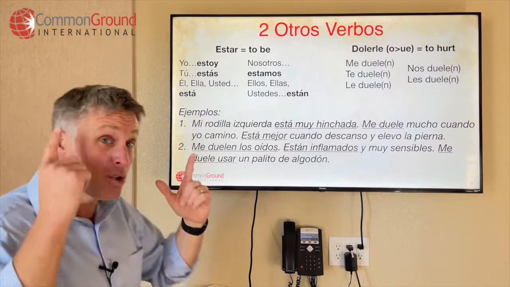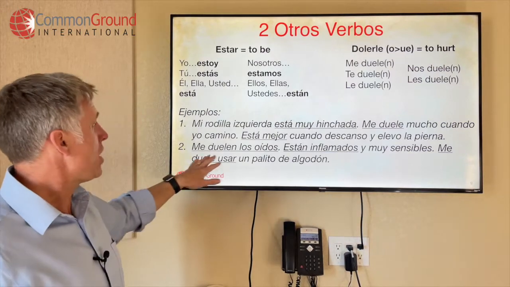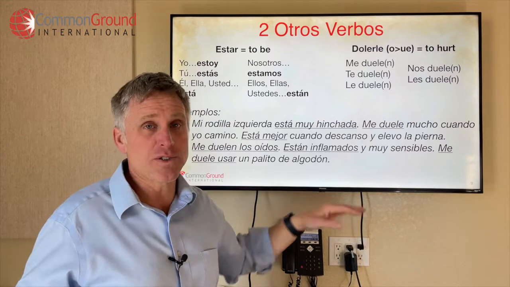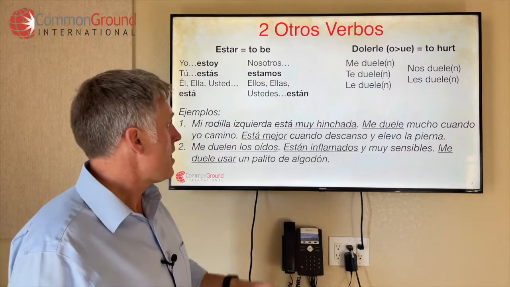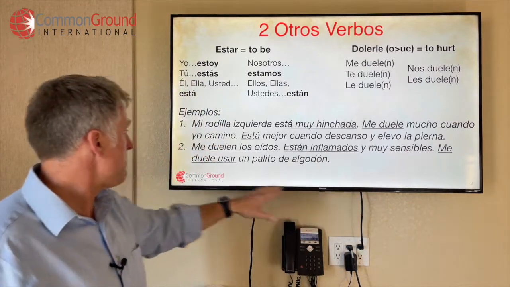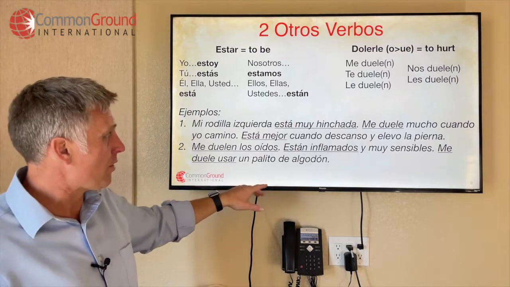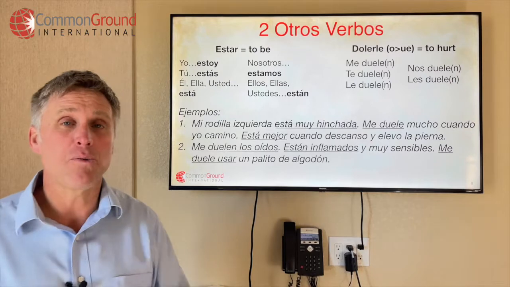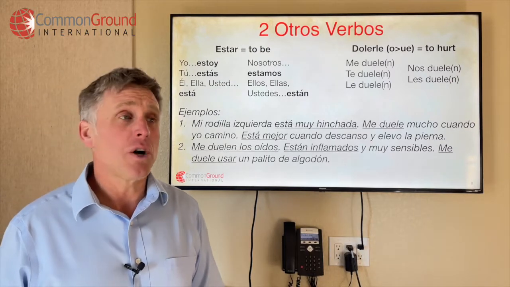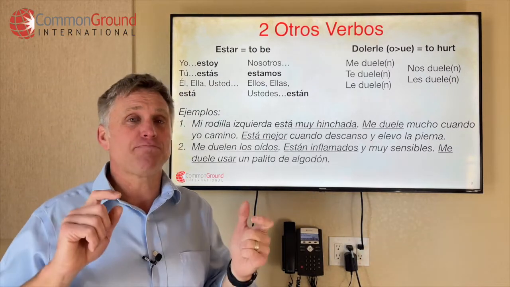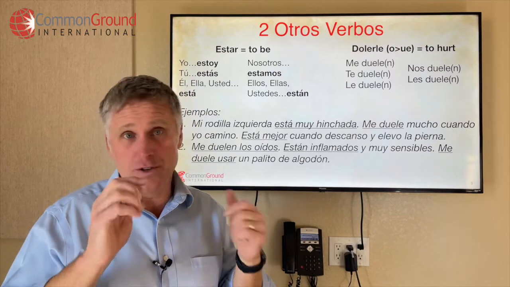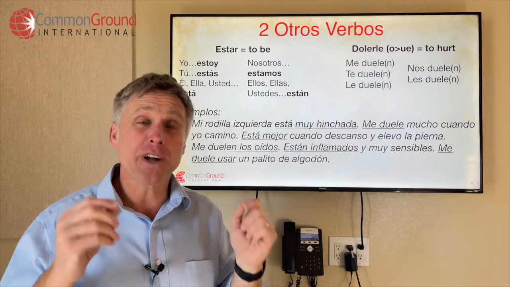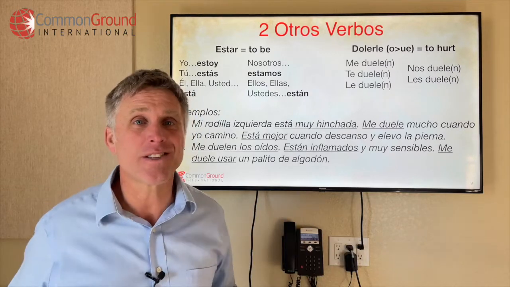Now we've got two ears, right? Me duelen los oídos. Both of my ears hurt. Están inflamados. They are inflamed. Y muy sensibles, and very sensitive. Me duele usar un palito de algodón. Here we go. Me duele singular again with a verb. Usar un palito de algodón. So if we're talking about body parts, then you're going to either do singular or plural depending on if you're talking about more than one body part or not. But if you're talking about an action that hurts, it's just singular, me duele.